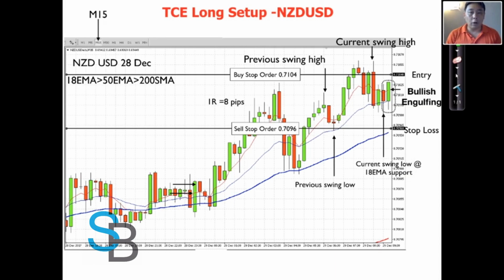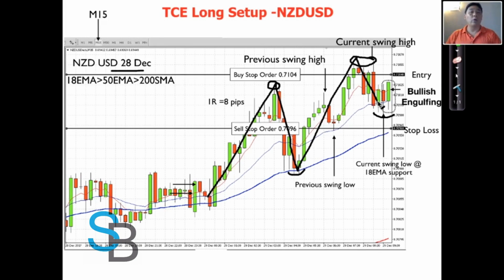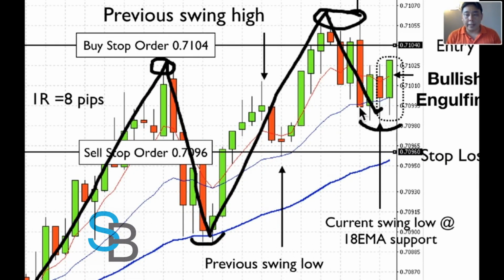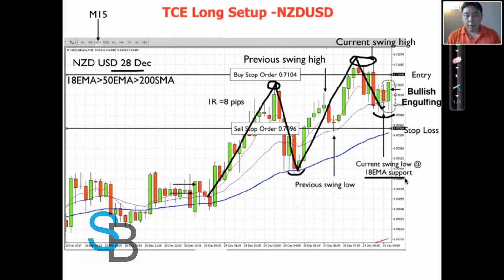Okay, next one is New Zealand dollar. This was on the 20th of December, and again, see if you can spot the pattern. Current swing high above previous swing high, current swing low above previous swing low. So this is our current swing low. Again, are we at a reliable support level? Is there a moving average supporting us, or is it a Fibonacci level? In this case, it is both. You see that it is finding support at the 18 EMA. So current swing low at the 18 EMA support.